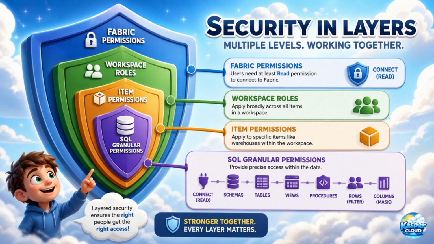Security in Microsoft Fabric Data Warehouse operates across multiple integrated layers of the Fabric platform and SQL engine. Access control combines Microsoft Fabric workspace permissions, item-level permissions, workspace roles, and SQL granular security to provide flexible governance across analytical workloads. At the Fabric platform layer, users typically require at least read permission to access and connect to warehouse resources. Workspace roles such as admin, member, contributor, and viewer apply broadly across items contained within a workspace, while item-level permissions can provide more targeted access to individual warehouse assets. SQL security then adds finer-grained controls for schemas, tables, views, procedures, rows, and columns within the warehouse environment.